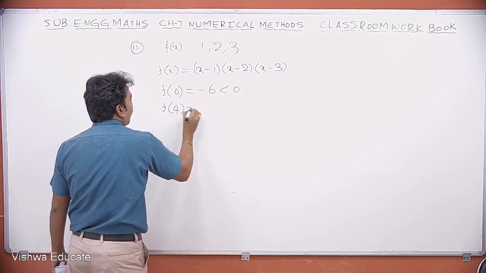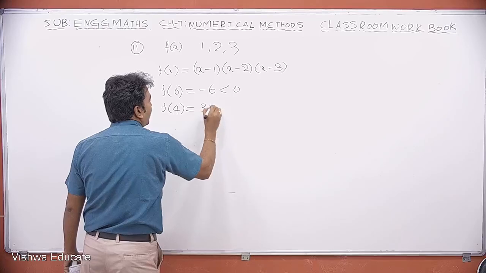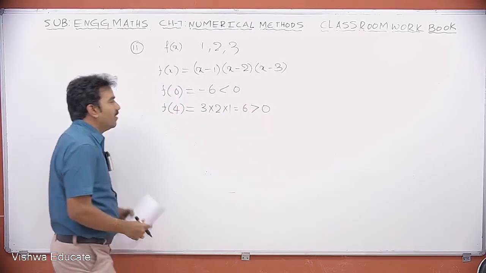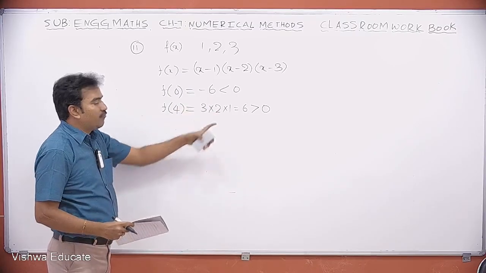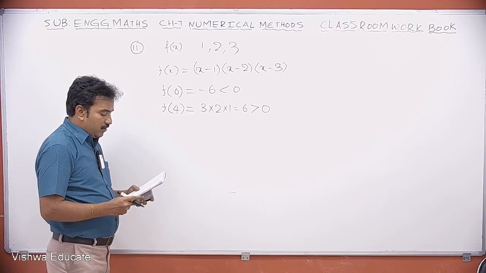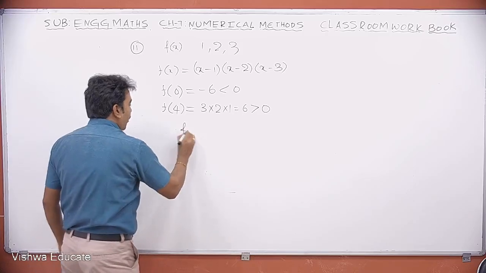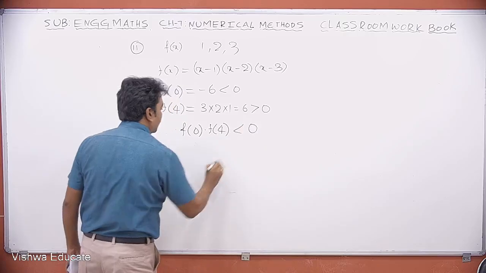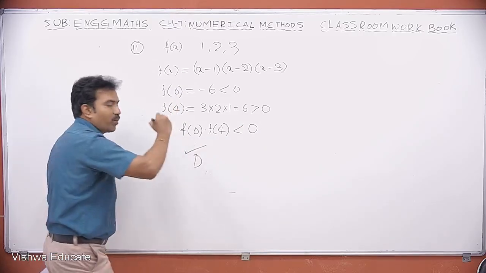F of 4 equal to 4 minus 1, 3 into 2 into 1, it is 6 greater than 0. Now f of 0 less than 0, f of 4 greater than 0. So therefore from options it is clear that f of 0 into f of 4 is less than 0. So option D is right answer.